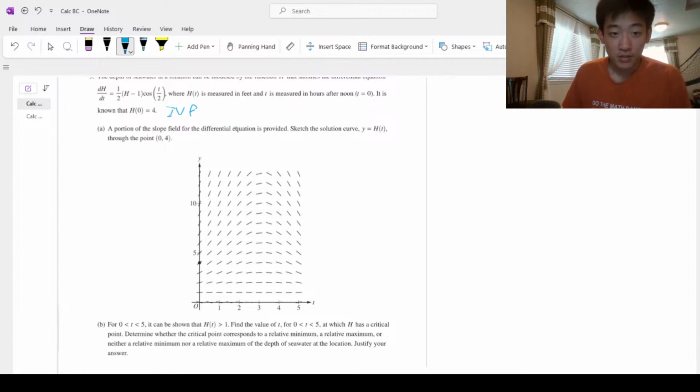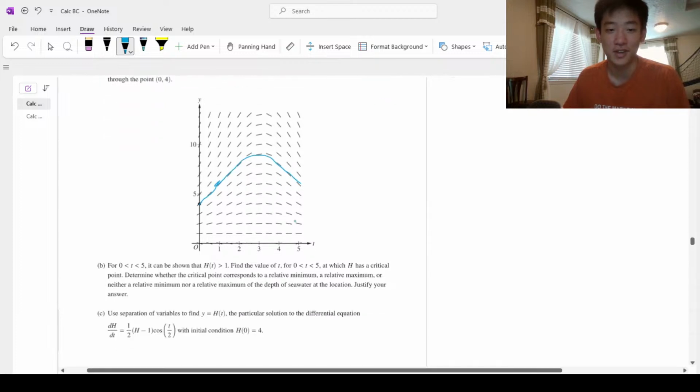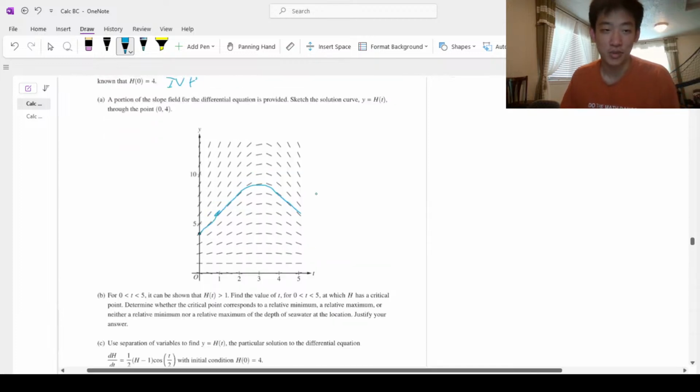So a portion of the slope field is provided to discuss the solution curve. So the solution curve, if you've ever done this in like Delta Math or something, it's really cursed. But you just follow the lines. Something like this. I don't know if it makes you do the arrow or not. I just do this. Like this is going to get you the points. Just follow the lines. That's all you really need to do.